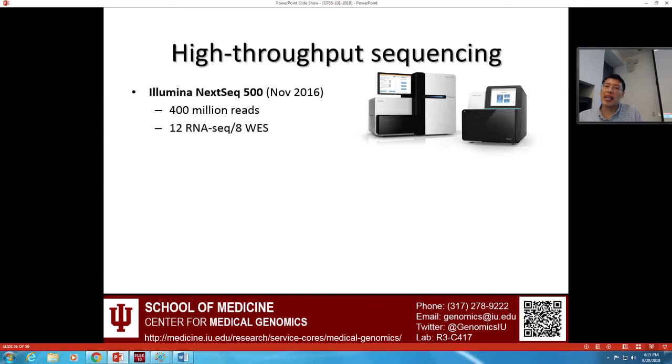So the first one is the NextSeq 500. This will give you about 400 million reads per sequencing run. And this is good enough for about 12 RNA sequencing samples or 8 whole exome sequencing samples. So I'm going to show you what the slides look like.